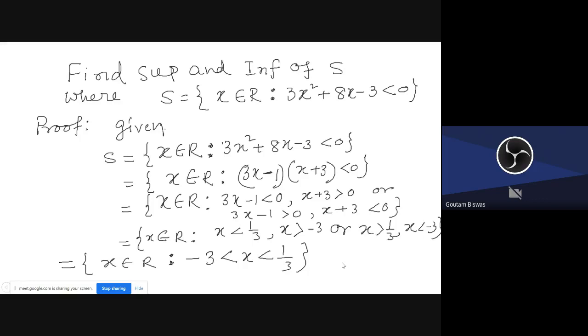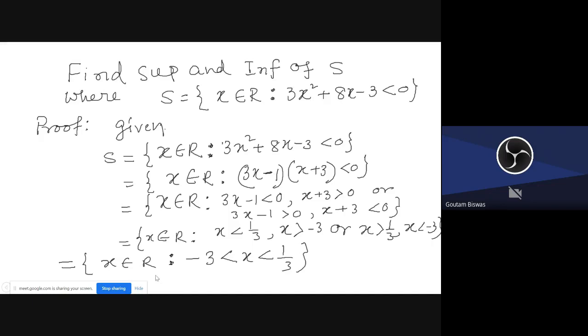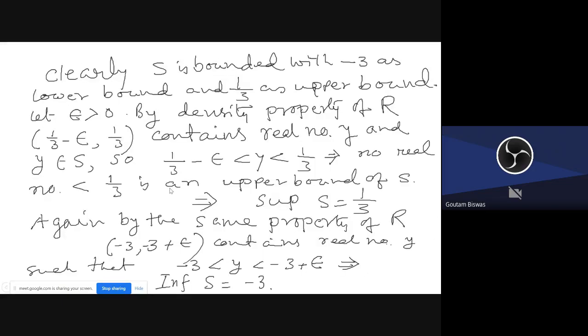Okay, so this is the final picture of the set. Next one, S is a bounded set. Surely S is a bounded set because its lower bound is minus 3 and upper bound is 1/3. Okay, positive 1/3, so 1/3 as upper bound.